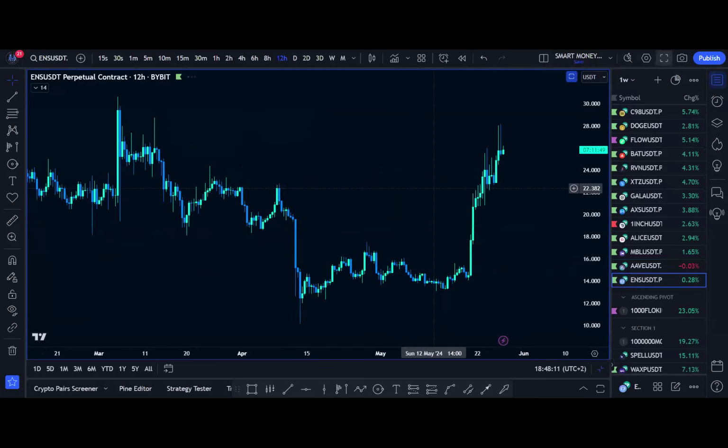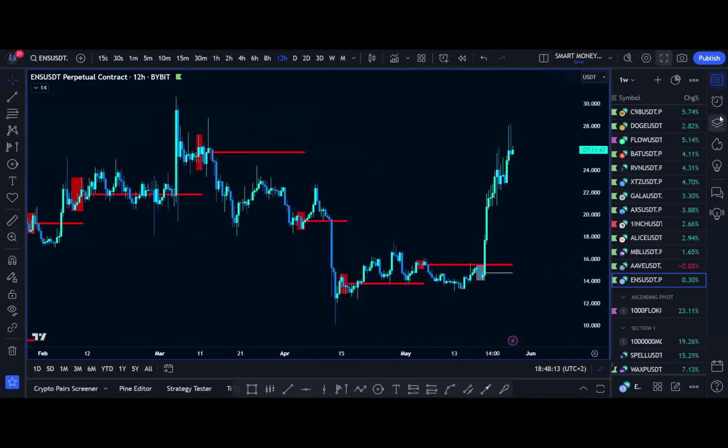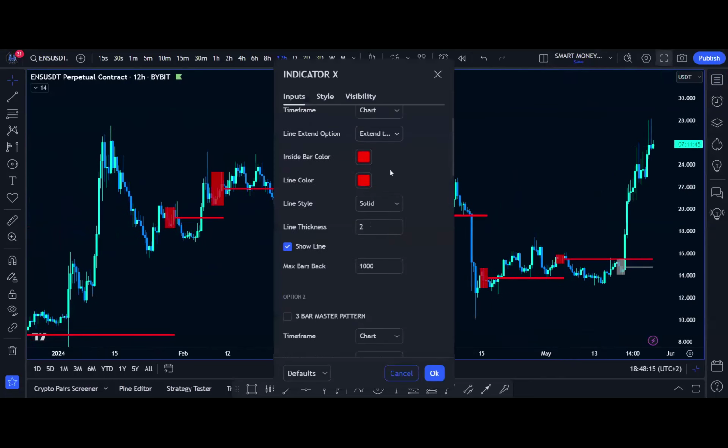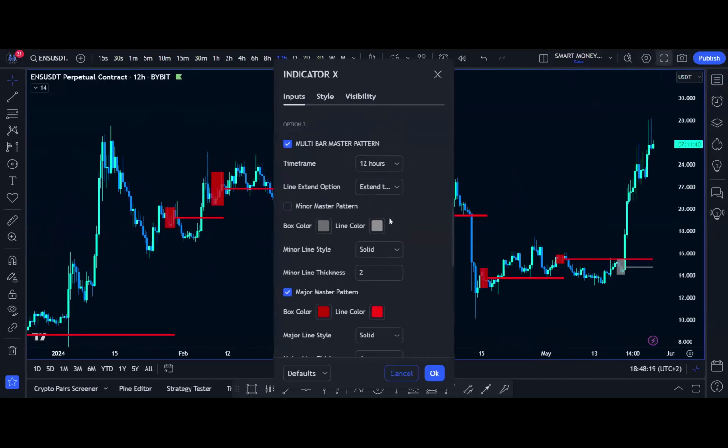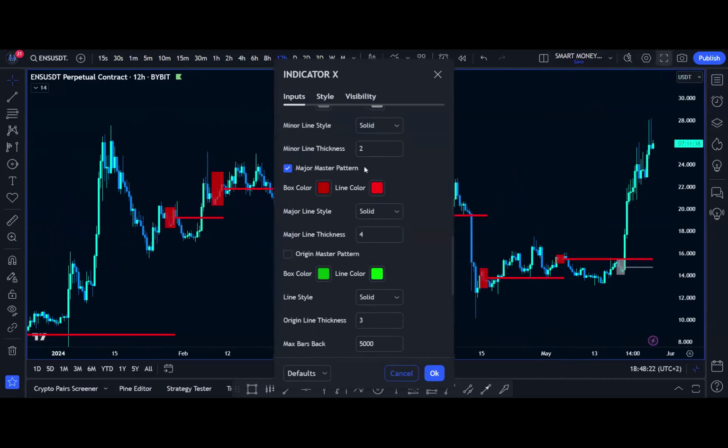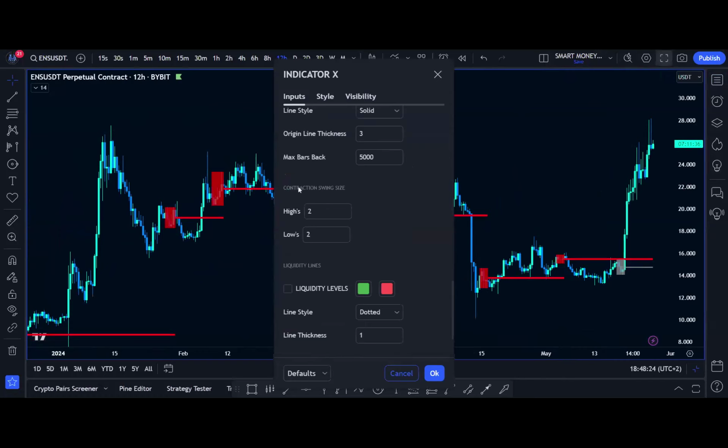So you selected option 3, was it the multi-bar master pattern? Yes, that's right. Multi-bar master pattern, 12 hours, and then just putting on the major master pattern setting, and then a 2-2 contraction. Okay, super.